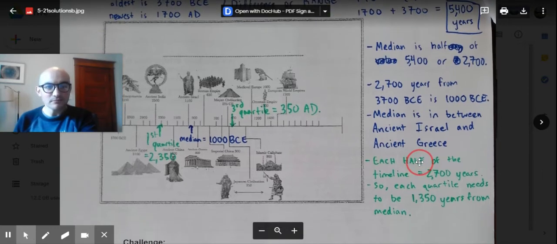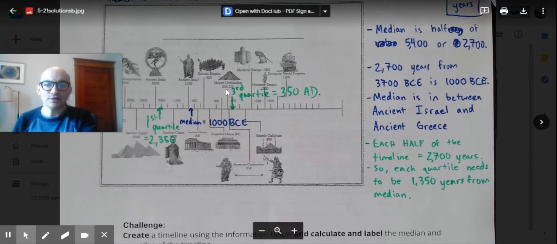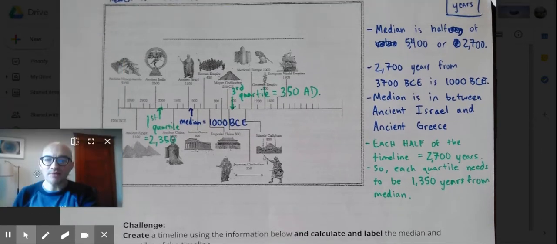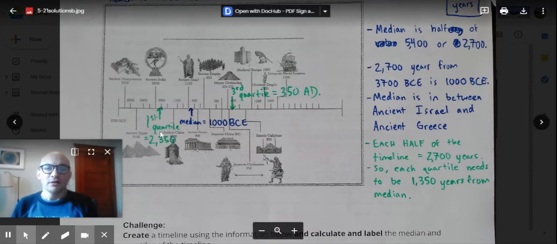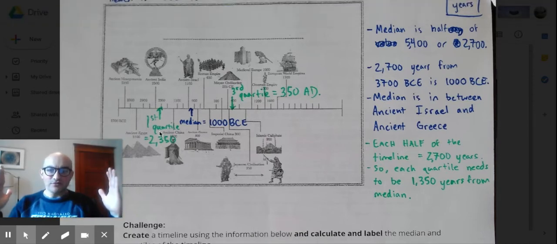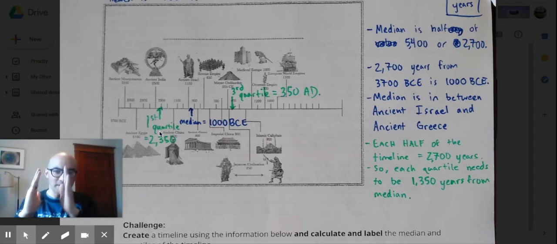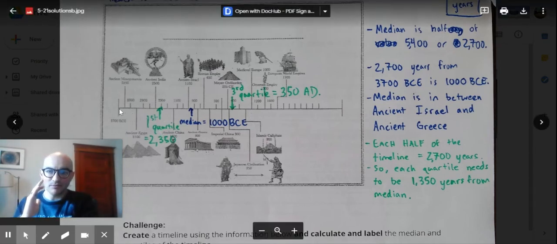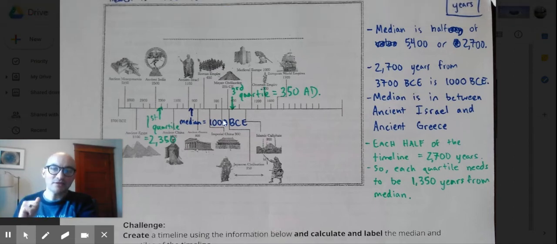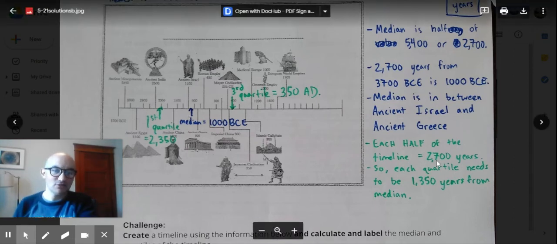Okay? And then to think about the quartiles, I need to think about the same concept of when I took my range of data for the whole data set, all the dates, and I found the middle point, the median, and I marked it. Now I want to just look at the left side, and find the middle point of the left side. And so how many years do I have in the left side? Well, I have from 3700 BC to 1000 BC, it's 2700 years.